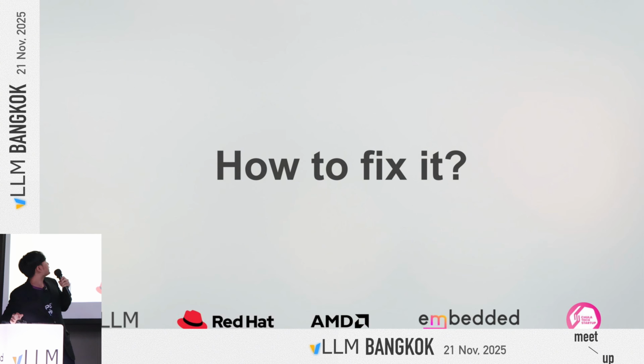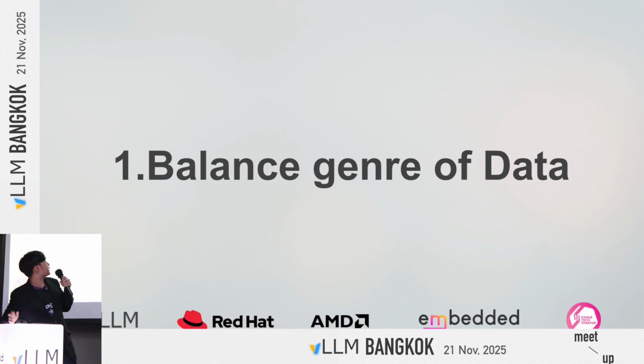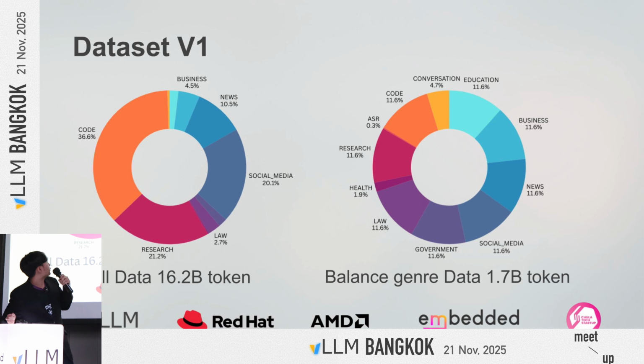Okay, so how to fix it? The first one is a simple approach: it's only a balanced chunk of data. So let me introduce my dataset. I call it dataset version 1, where we have a full dataset of around 16 billion tokens. Here is our sample from this full dataset, around 2 million tokens in each category.